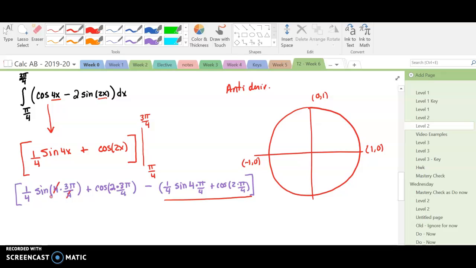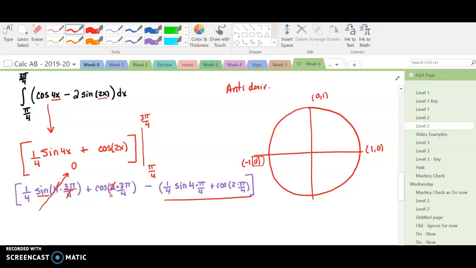Well, the 4's cancel, and so we're really looking for sine of 3 pi. Well, that's going to be around pi, 2 pi, back to 3 pi. The sine value is 0. So this whole term goes to 0.